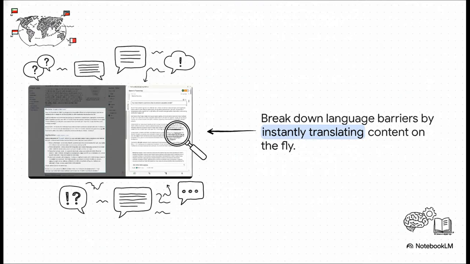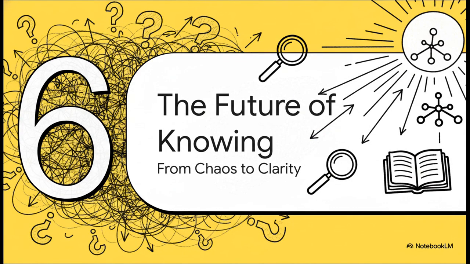And finally, it completely breaks down language barriers. You find that perfect, critical source, but it's in another language? No problem at all. The extension can translate highlighted text right there on the page, instantly making global knowledge part of your project. So, when you put all of these pieces together, what does it all really mean?